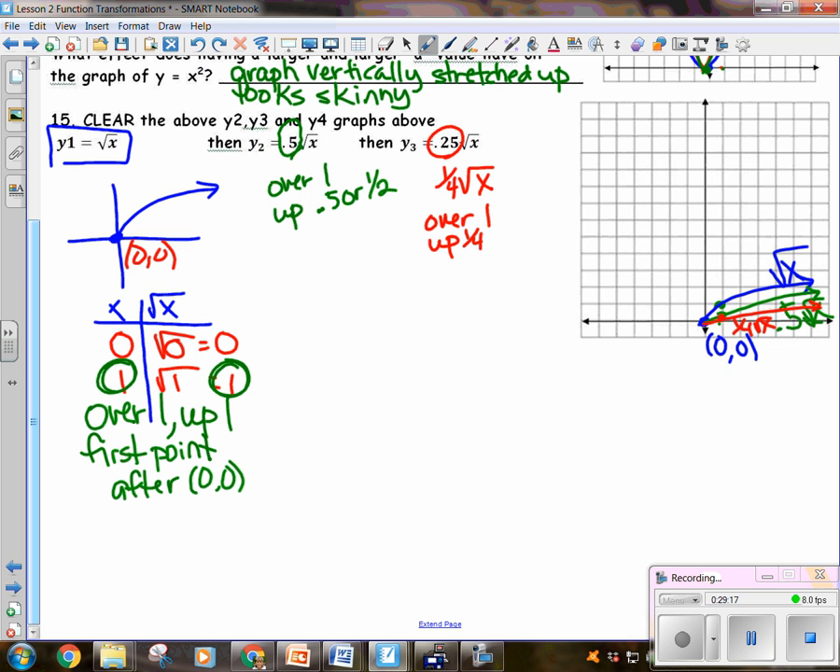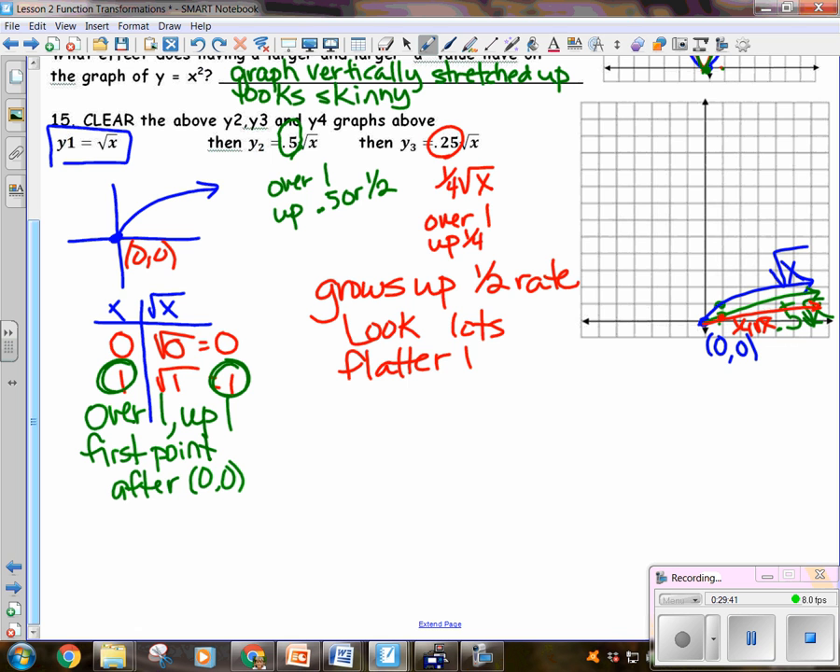So what effect does this have? All right, this one grows up at 1/2 the rate. Okay, and it makes it look lots flatter than the regular square root of x graph. In other words, this one's actually shrunk also.